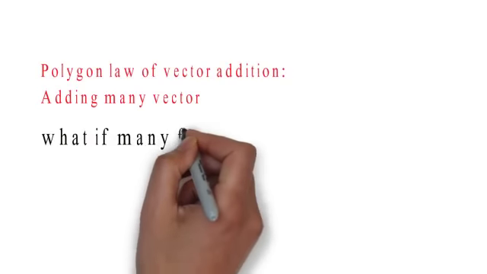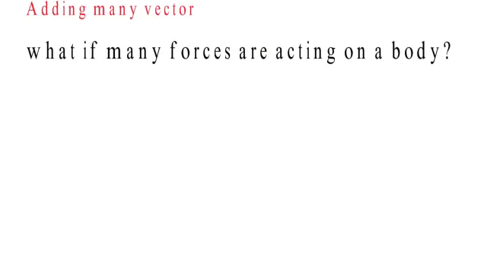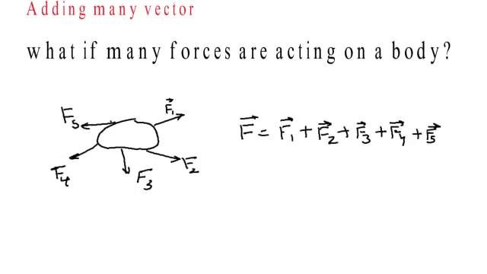For example, what if many forces are acting on a body? Here there is a body on which many forces are acting, and we want to find the resultant force acting on the body. That is, we want to find the sum of F1 vector, F2 vector, F3 vector, F4 vector and F5 vector. Here we have to add many vectors, so we must first learn how to do so.